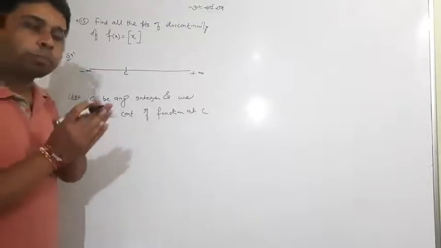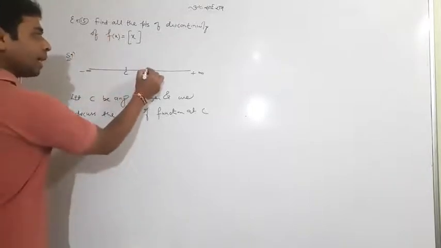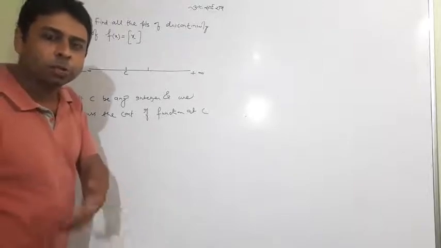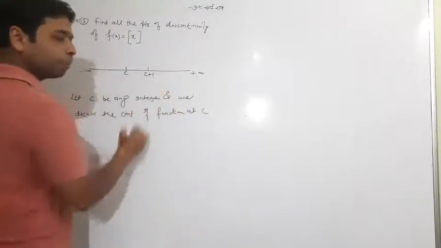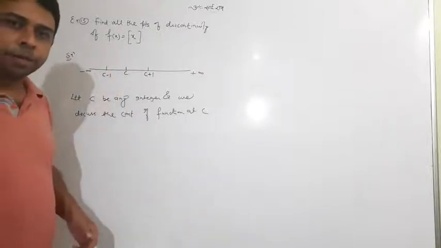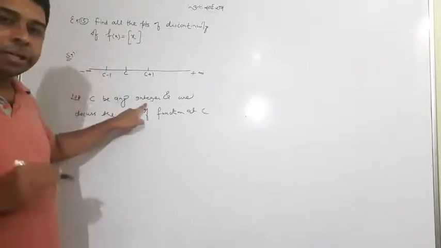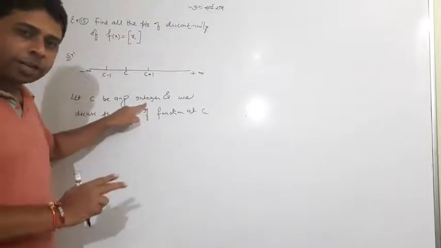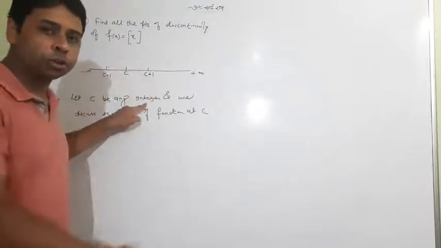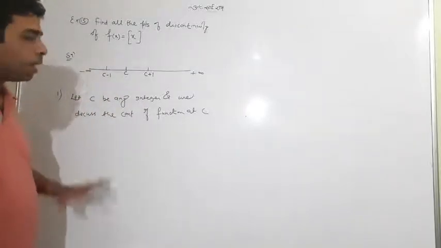So if it is c and it is on the integer line, what will be the next integer? In mathematics it is very common: after c it's c plus 1, you add 1, and before c it is c minus 1. That's simple. Now we discuss the continuity at c, because c is an integer. First we have taken c as an integer, and we'll discuss at the integer point.